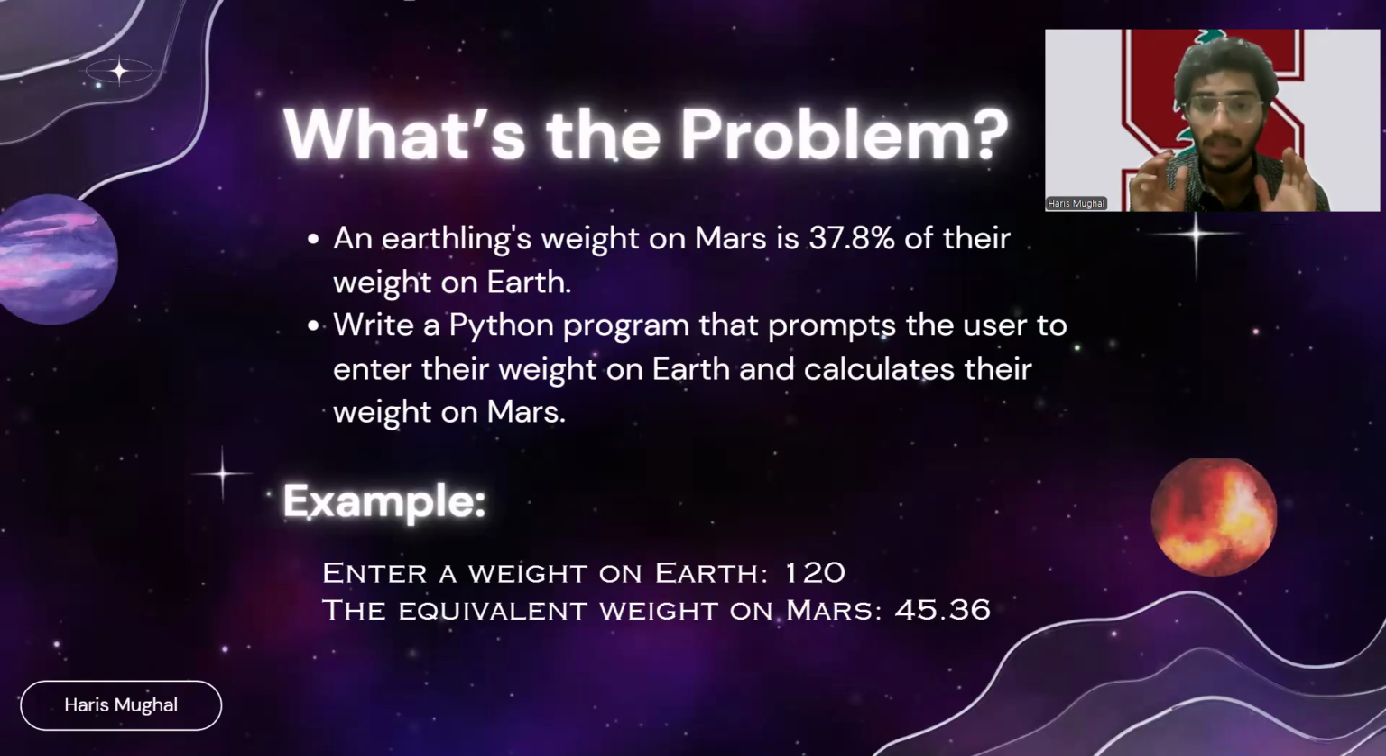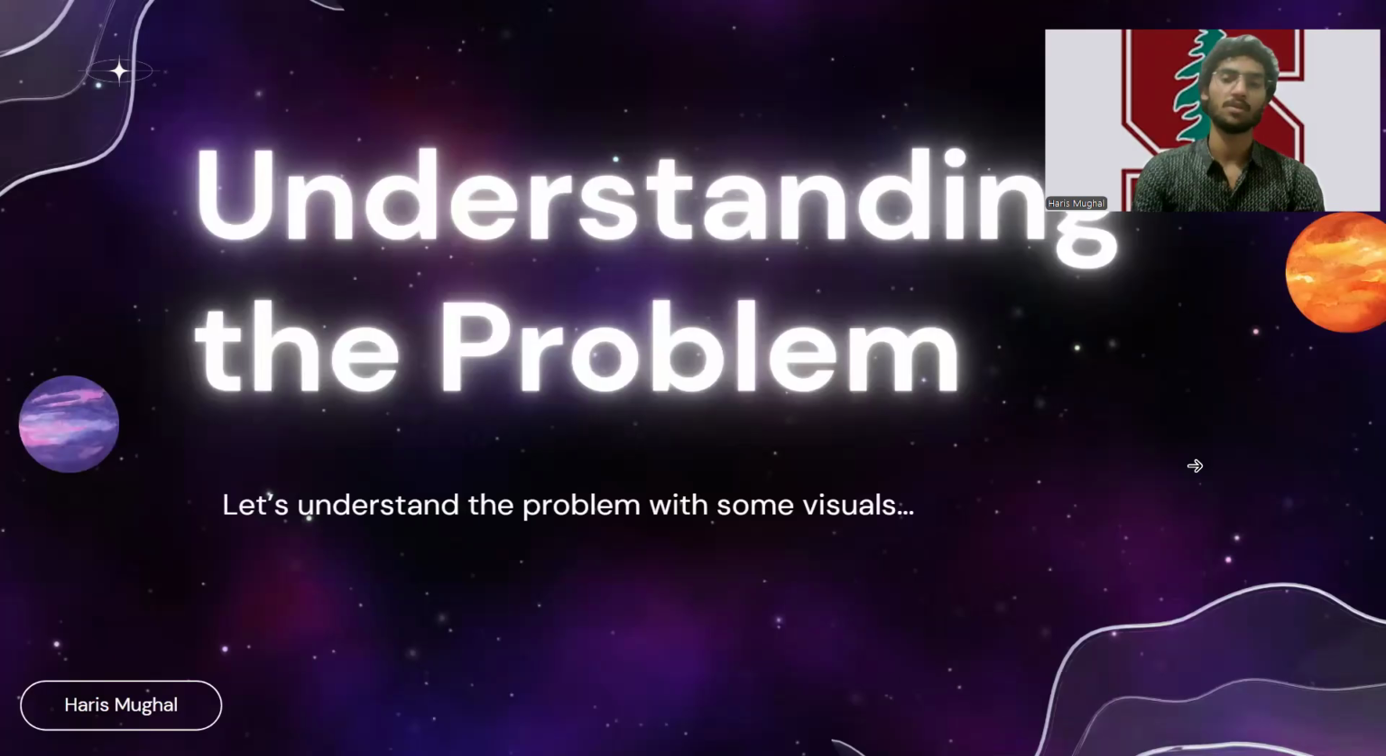37.8%, and you have to keep this in mind, as it will work for us further. So, what we have to do is write a Python program that takes input from a user of their weight on Earth, and we have to calculate their weight on Mars. Okay, let's understand the problem with some visuals.